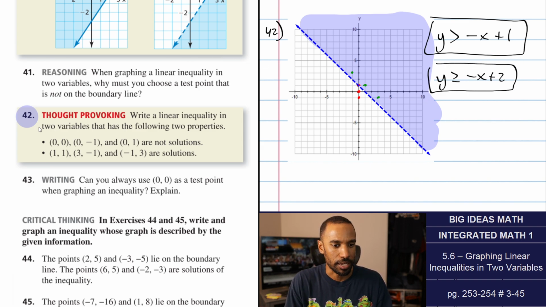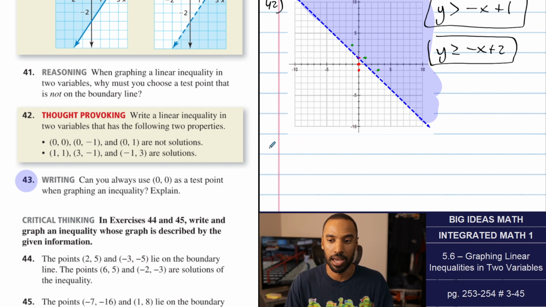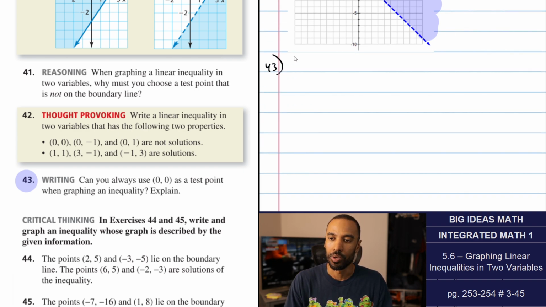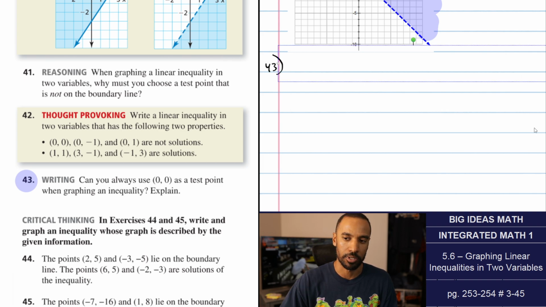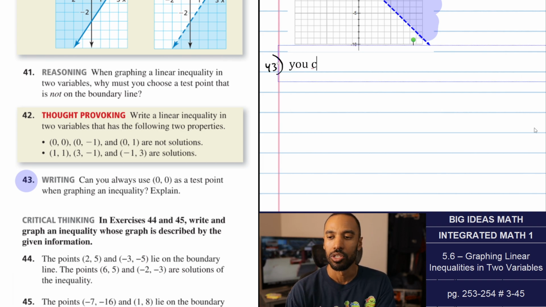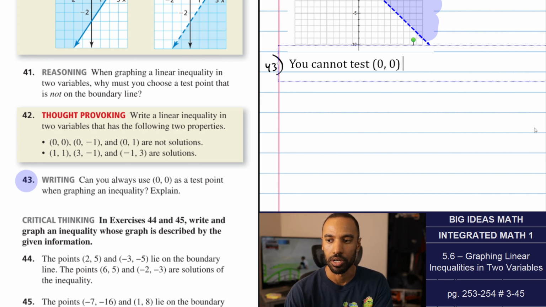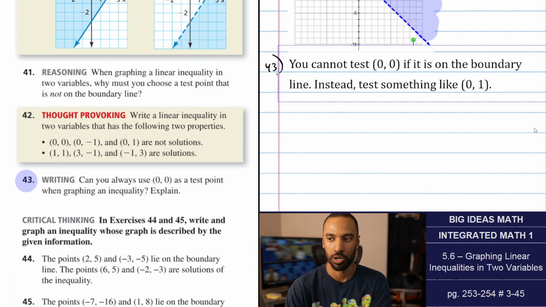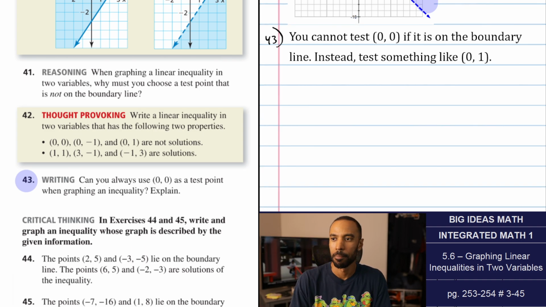Okay, number 43. Can you always use 0, 0 as a test point when graphing an inequality? Explain. No, not if 0, 0 is on the boundary line. You cannot test 0, 0 if it is on the boundary line. Instead, I would test something like 0, 1 or 1, 0 or something like that. Make it really easy for yourself.